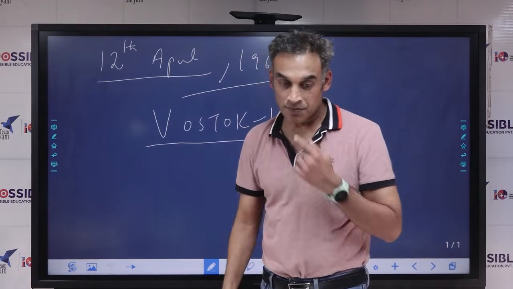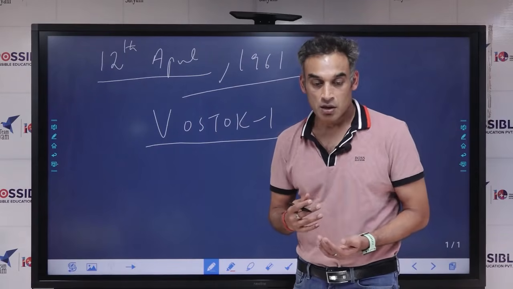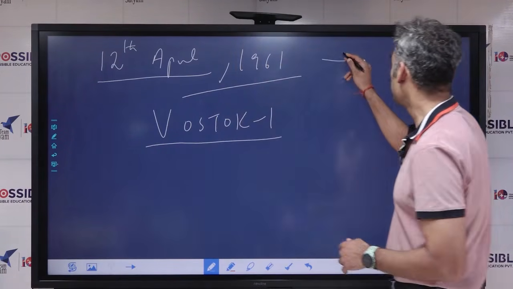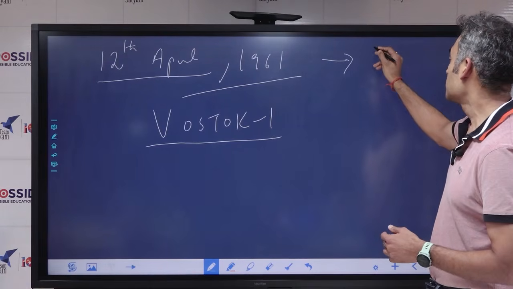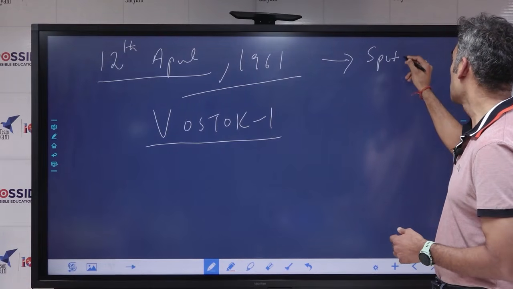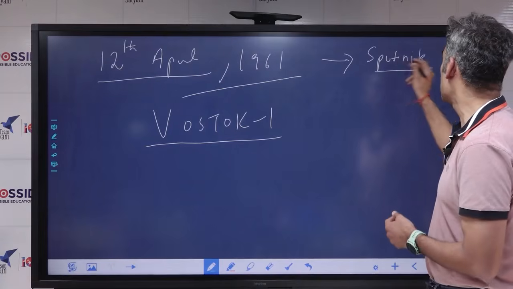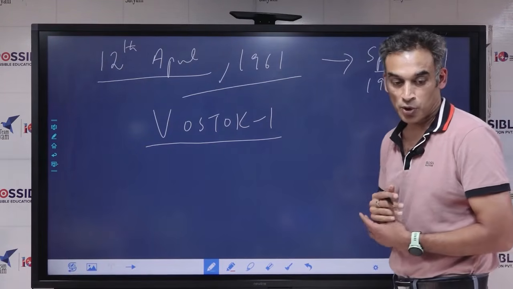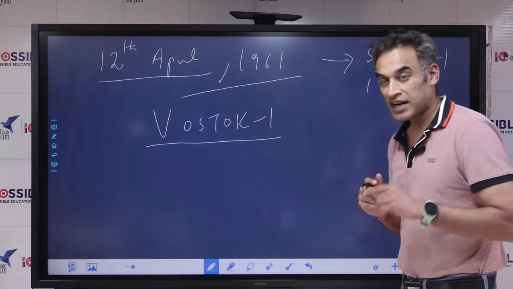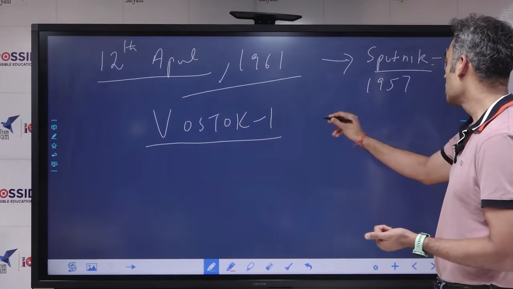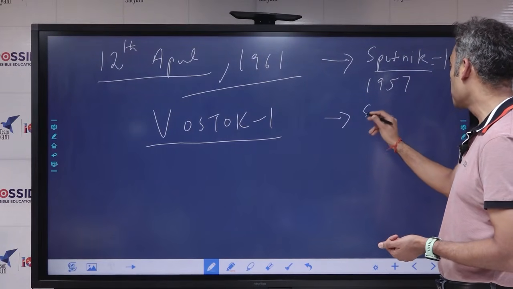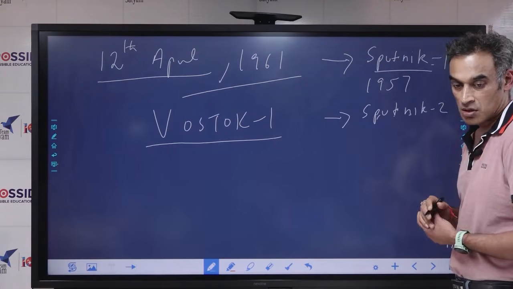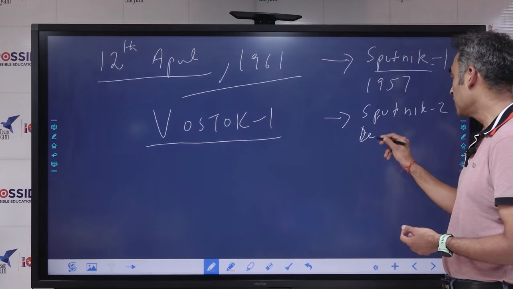Now, what are the backlinks here? 2-3 things we can look at. One is that the first space flight was Sputnik 1, unmanned. Okay, and this was in October 1957. Sputnik 1. The second space flight carried a dog, Laika, and this was Sputnik 2, which carried a dog by the name of Laika. And this was in December 1957.